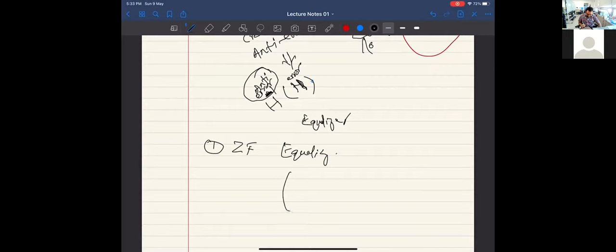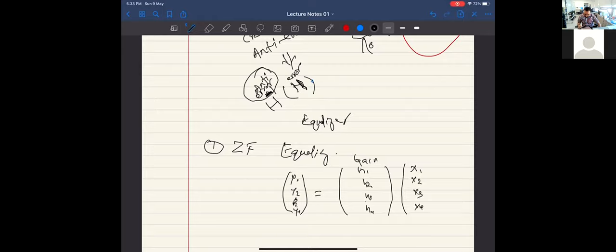We have the received symbols, which are Y1, Y2, Y3, up to Y4. This is equal to H1, H2, H3, H4, which is your channel gain, times the transmitted symbols, which are X1, X2, X3, X4, and then plus the noise, N1, N2, N3 and N4. Now to recover, we have to play with only this term in the zero forcing equalizer.